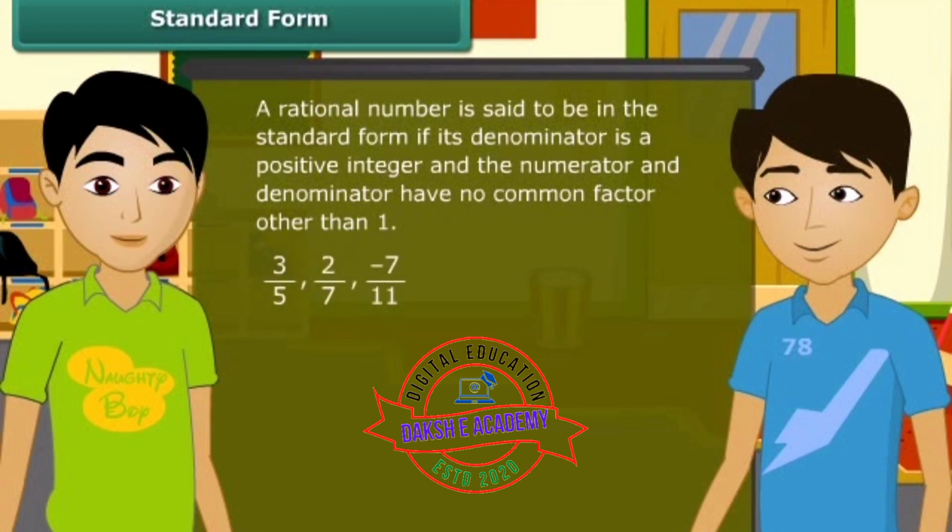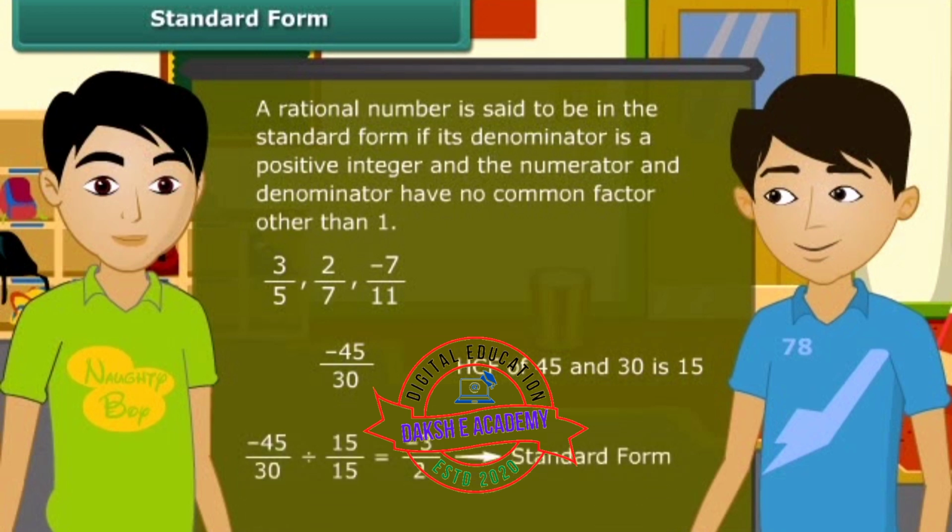And if the numbers are not in the standard form, then it is reduced to a standard form. For example, minus 45 by 30 is not in a standard form. We will reduce it by dividing its numerator and denominator by their HCF. Here the HCF of 45 and 30 is 15. Yes, so we will divide the numerator and denominator by 15 and we will get the rational number minus 3 by 2, which is in a standard form.